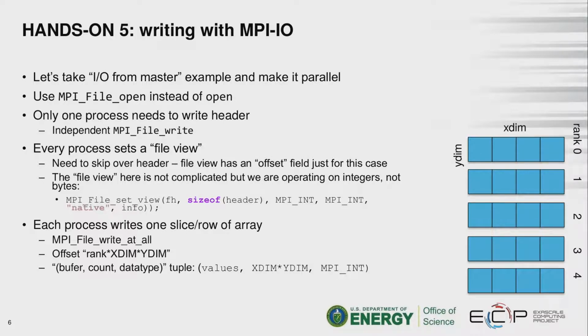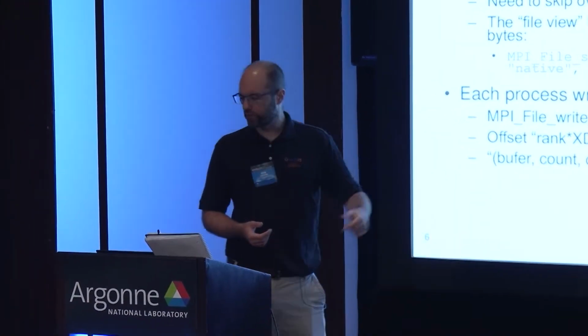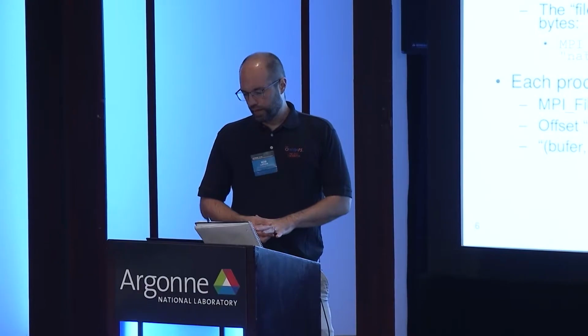And then everybody writes their one slice. So with write at all, the at part is explicit offsets. So rank 0 is going to write the first row, rank 1 the second row, so on and so forth. And how much data are we going to write? Well, again, the buffer count data type tuple is the values array and xdim by ydim. And what kind of integers, what kind of values are they in the array?